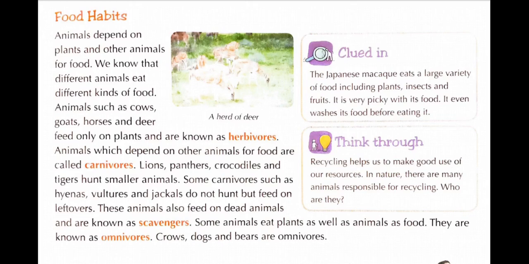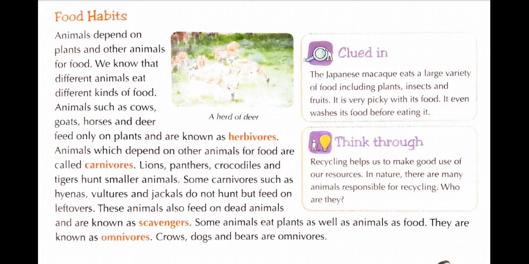Some carnivores such as hyenas, vultures and jackals do not hunt but feed on leftovers. These animals also feed on dead animals, and are known as scavengers. Some animals eat plants as well as animals as food. They are known as omnivores. Cows, ducks and bears are omnivores.